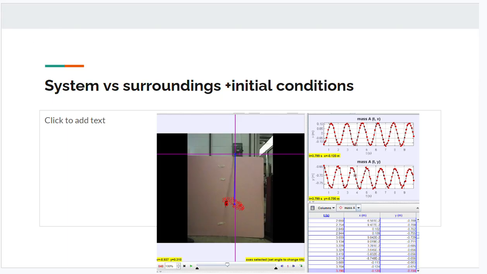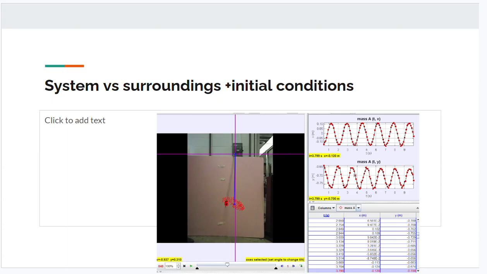Okay, so our system versus surroundings and initial conditions. Well, our system was the ball and spring, and well, I guess the system was the ball, and the surroundings, the forces acting on the ball, were the spring and gravity. A little bit of air resistance and drag as well.